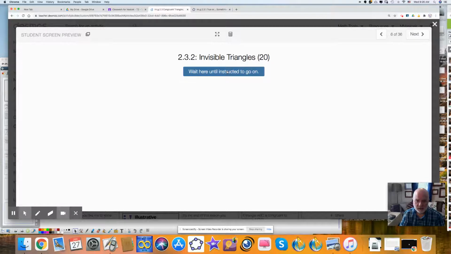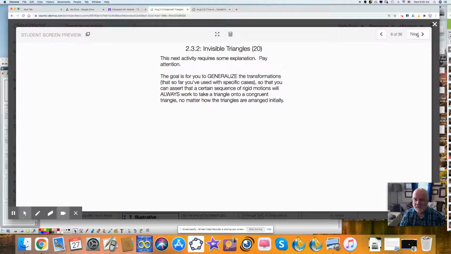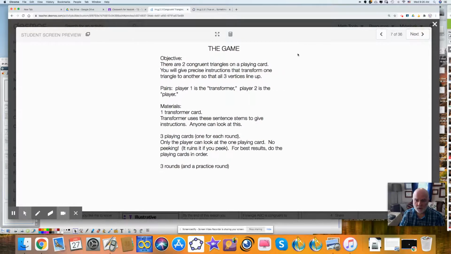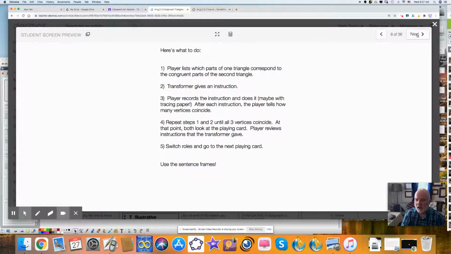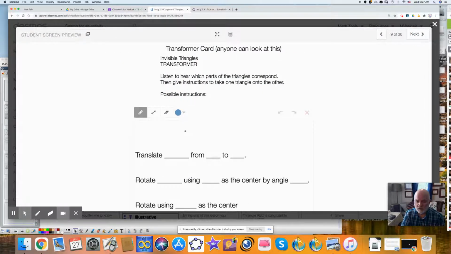So invisible triangles is the game, and we played this together. We played it in partners, where the objective is to use the language. The transformer is the person who uses the language to tell what transformation to do. The other person, the player, has the player card, tells what is congruent, and can draw on the picture what the transformer tells them to do until the two match up. We did a practice round and three other rounds. Instead of using the language here, I'm going to walk you through it using the GeoGebra.